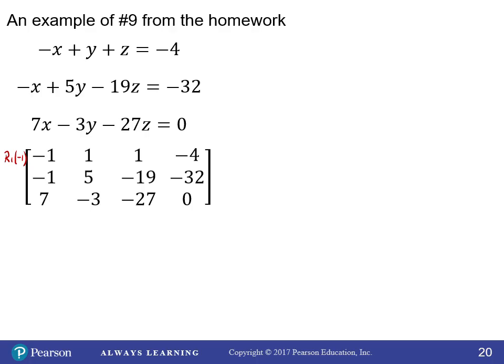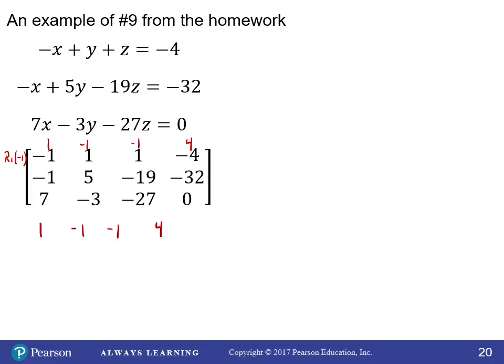Okay, so if I do that, that would give me +1, -1, -1, +4. Okay, so that would be my new row 1. Okay, which is what I want. I want to have a 1 in that first position. So since it's what I want, I'm going to write it down here.